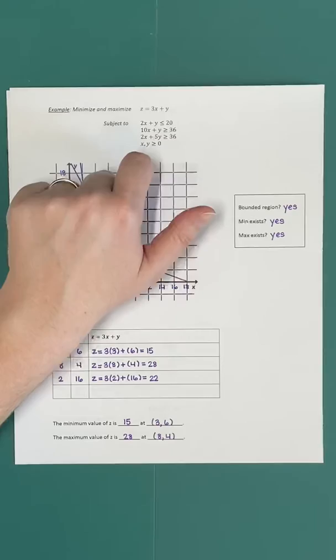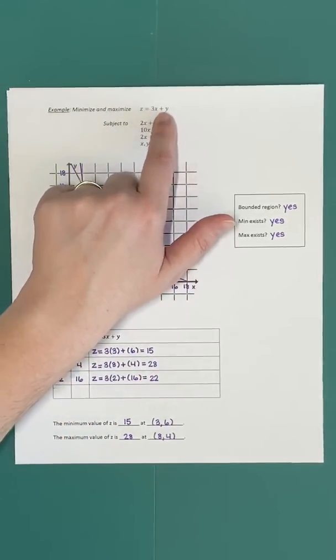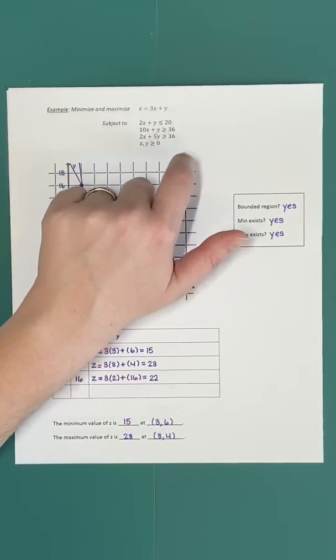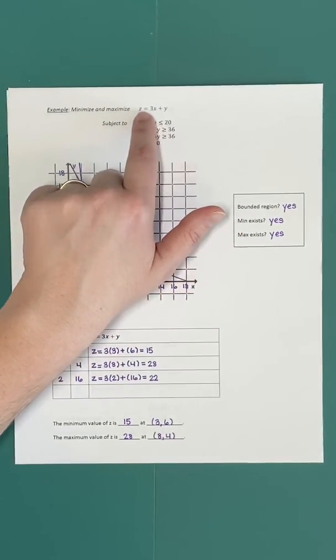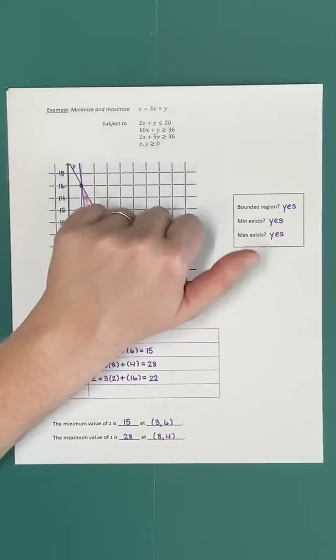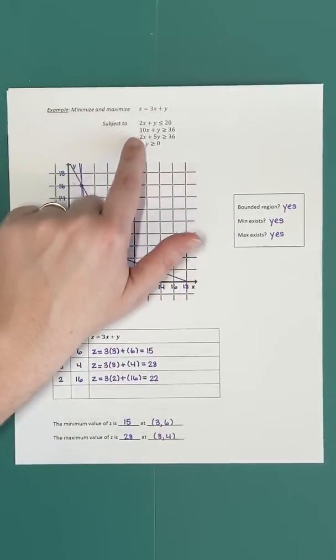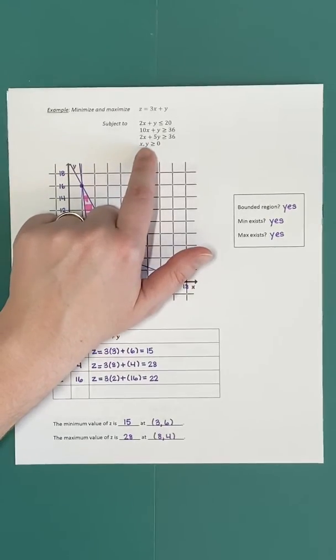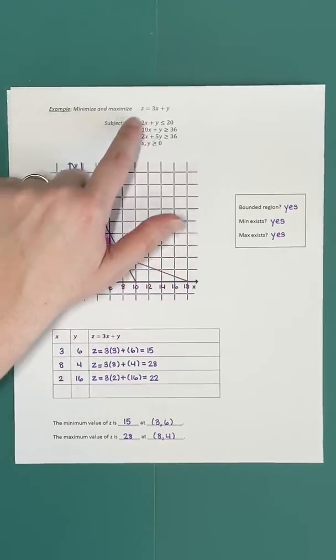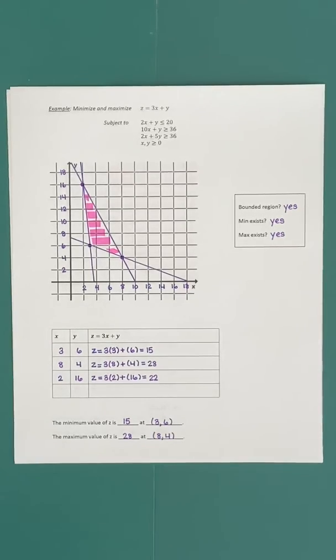So the function is z equals 3x plus y. That means x and y are our decision variables. We're deciding what values those are going to take on so that we can get the maximum or the minimum value for this z, represented as 3x plus y. Now our decision variables are subject to these three problem constraints and then our two non-negative constraints. So we know 2x plus y has to be less than or equal to 20, 10x plus y has to be greater than or equal to 36, and 2x plus 5y has to be greater than or equal to 36.